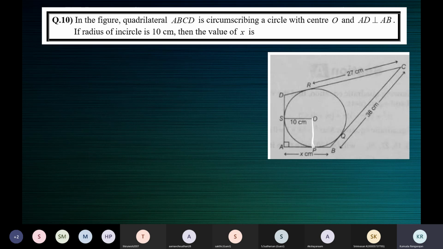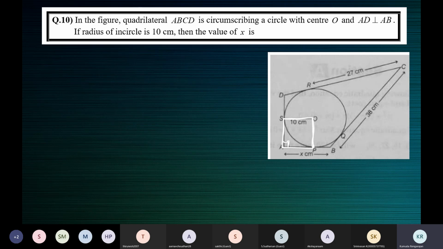OQ. So, okay. Tirunesh, after joining OP, tell me what will you do? And then what do you see? It will be a square, ma'am. Which one is a square? OSAP, ma'am. Yes. Okay. What's the measure of this angle? So we have to take up this quadrilateral OSAP.